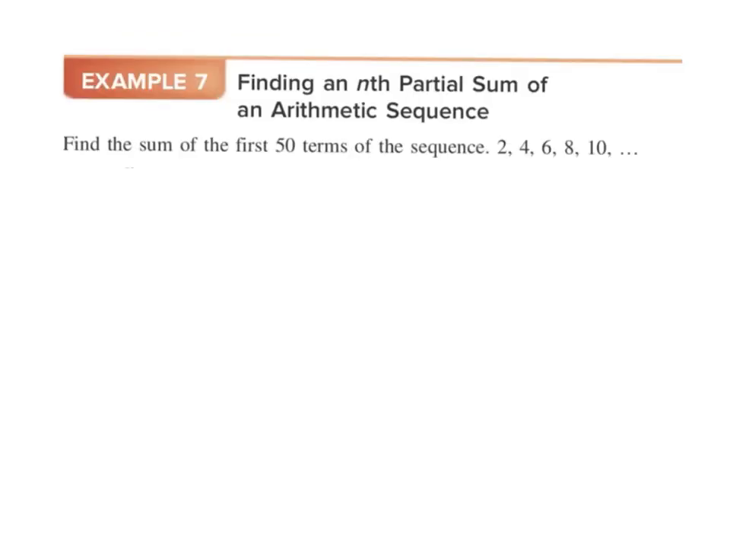Here's the last example we're going to look at. So again, find the sum of the first 50 terms. Well, in order to use the formula, I need the first term and I need the 50th term. If I had that, then I could finish this. But they only give us the first 5 terms. So I'm going to have to find the 50th term.